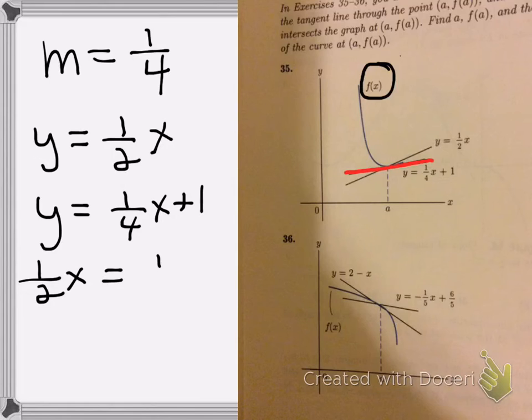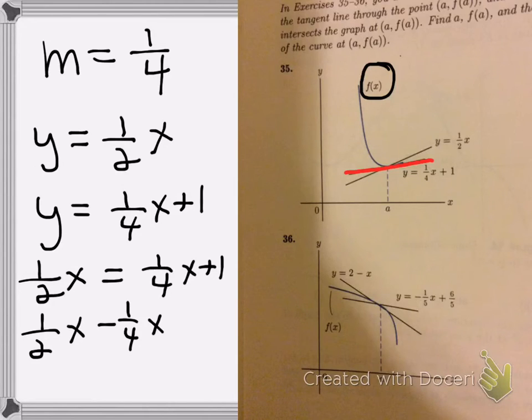1/2 x equals 1/4 x plus 1. 1/2 x minus 1/4 x is going to equal 1. So what's 1/2 x minus 1/4 x? You should be saying it's 1/4 x equals 1. So if that's the case, to get x by itself, I multiply that side by 4 and that side by 4, and I get x equals 4. So x is my a, so a is going to equal 4.